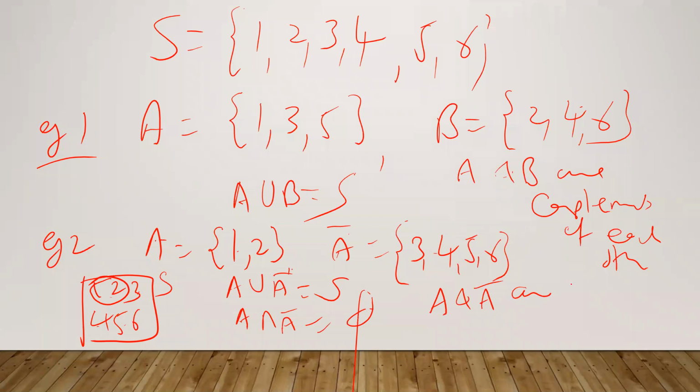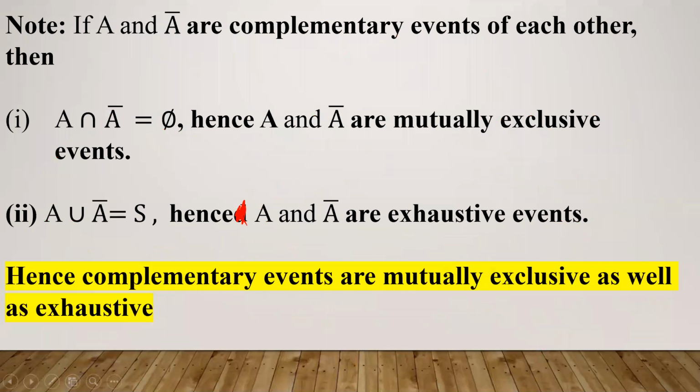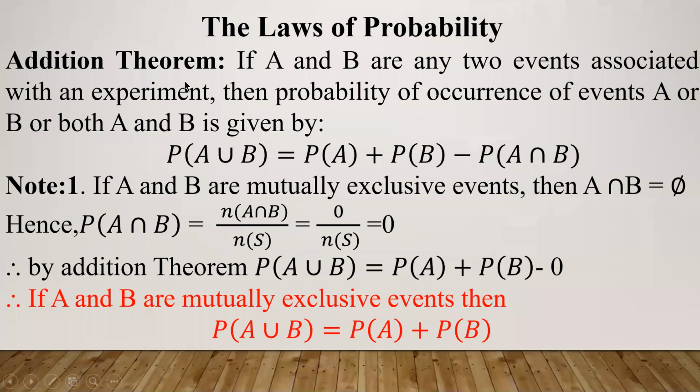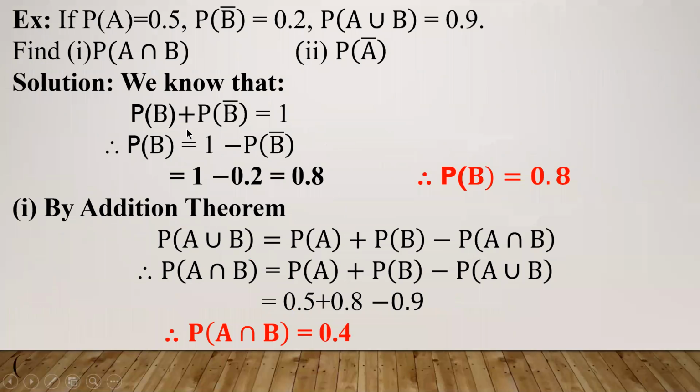So what is A and A complement? They are mutually exclusive and also exhaustive. So this is a very, very important property of complementary events. Complementary events are mutually exclusive as well as exhaustive. I think we will stop here. Tomorrow we will see some problems based on addition and multiplication theorem. So thank you.